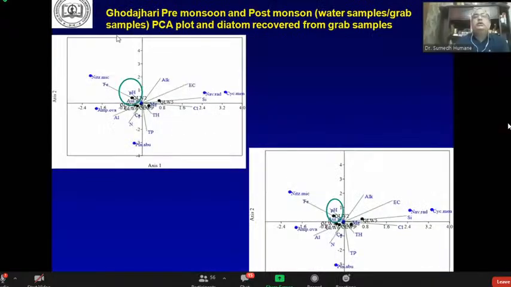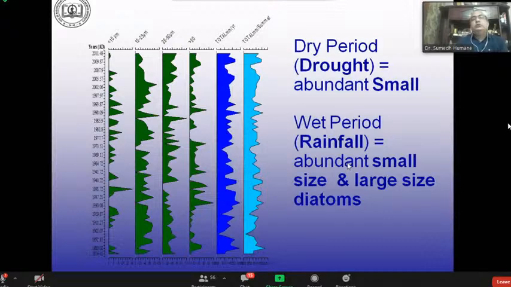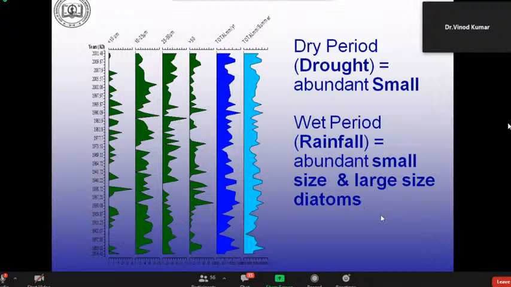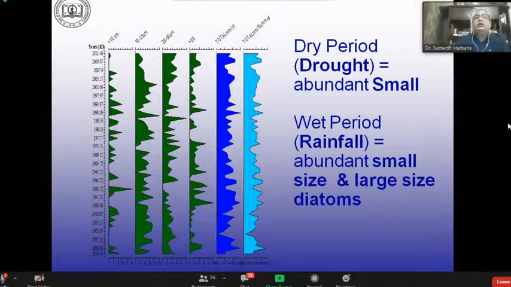So the present day water quality database can also be interpreted using statistical analysis. So you can do the PCA analysis. For example, we have correlated this pH with Aulacoseira granulata. So likewise, you can use the PCA analysis to find out the relationship of the diatoms with the water quality. I told you earlier that the dry periods are represented by the smaller size diatoms, whereas the wet period is represented by larger size diatoms because of the abundance of the nutrient level.